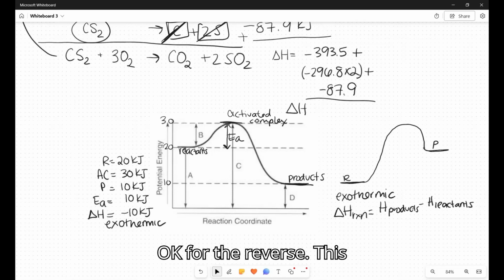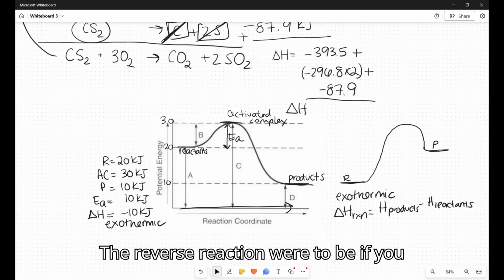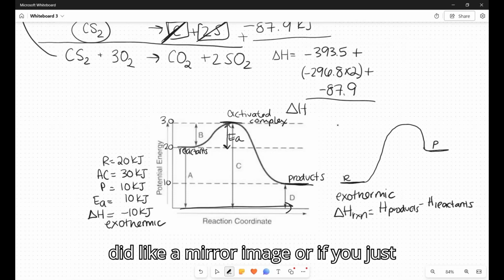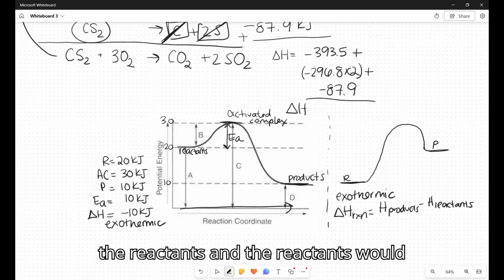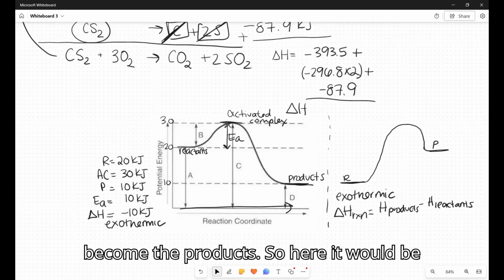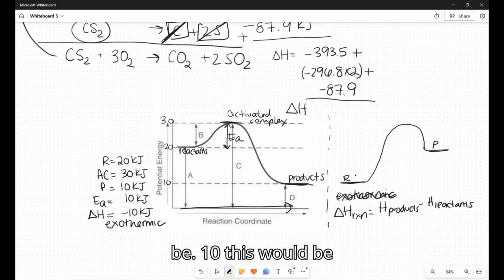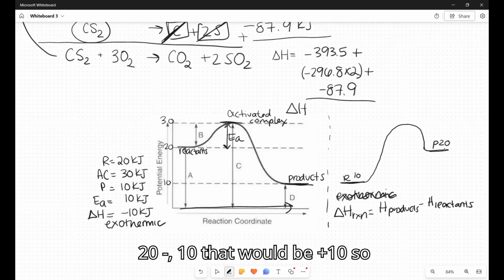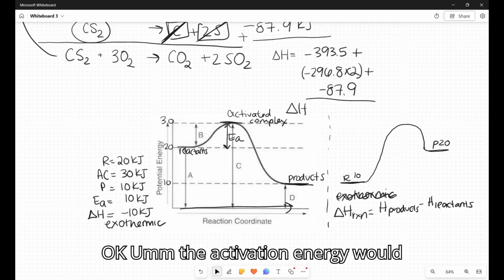Okay. This is called the forward reaction. The reverse reaction would be if you did a mirror image, or if you just flipped it. So the products would become the reactants and the reactants would become the products. So here it would be the opposite. In this case, this would be 10, this would be 20. And if you did 20 minus 10, that would be positive 10. So that would be endothermic.